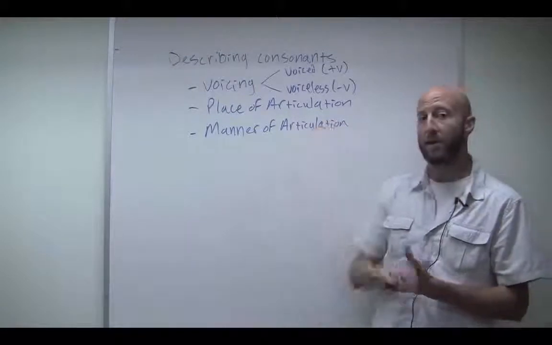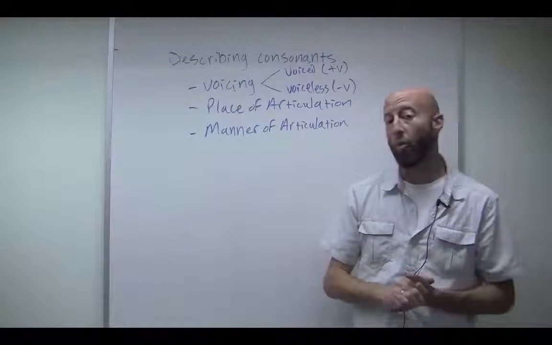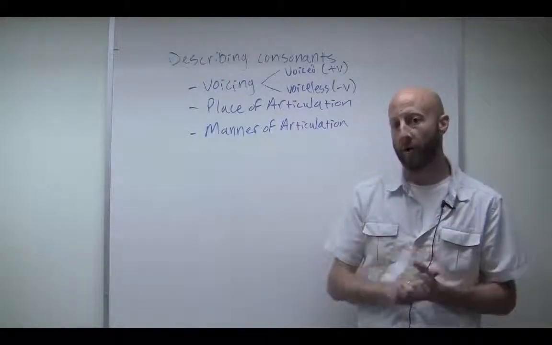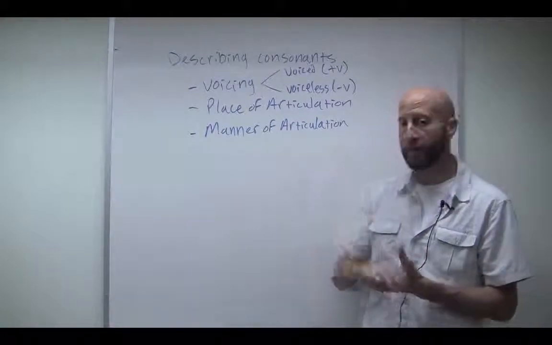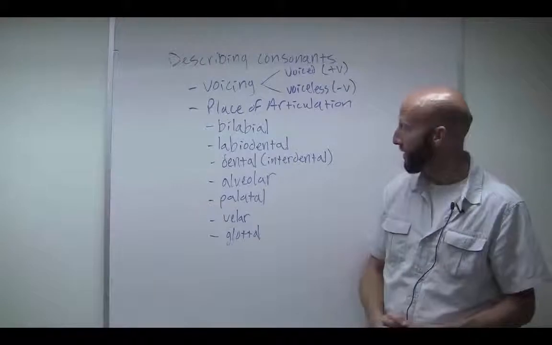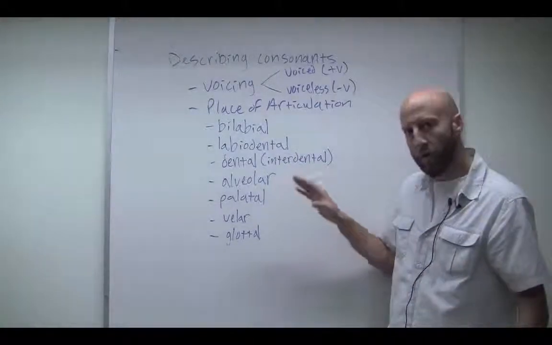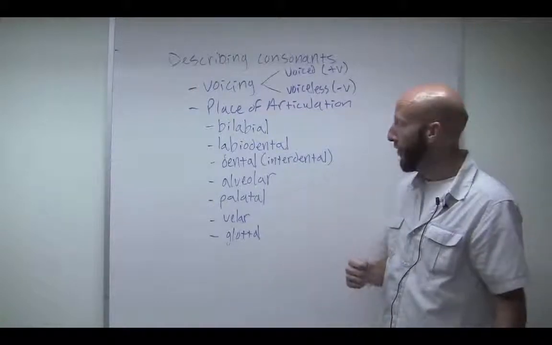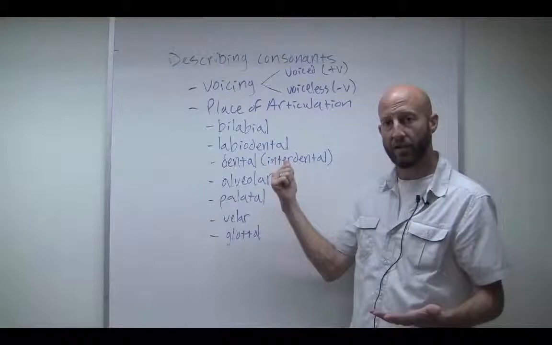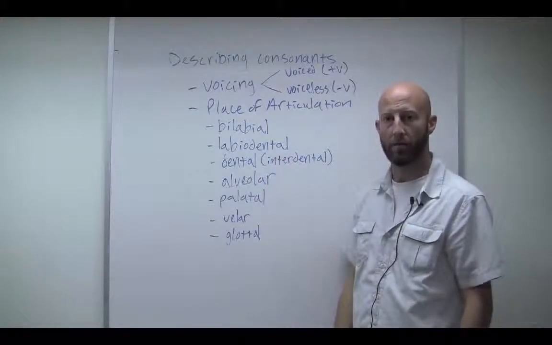Now the next one is place of articulation. Place of articulation has to do with where in the vocal tract is the constriction of airflow taking place. And there are a number of these that we'll talk about. So when we're talking about place of articulation, we have several different places where that can happen. And again, these are only with consonant sounds. So first we have bilabial sounds. Just like the term suggests, these are sounds that are produced with the two lips, like p, b, m.